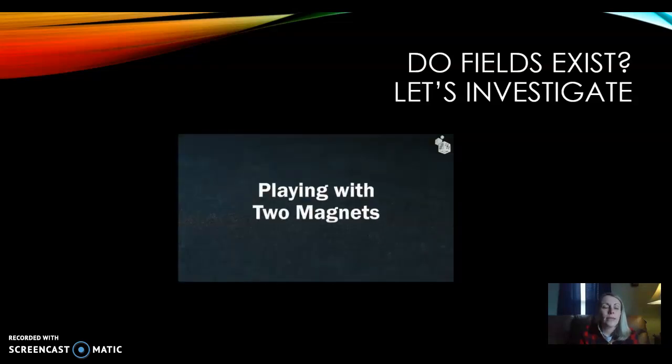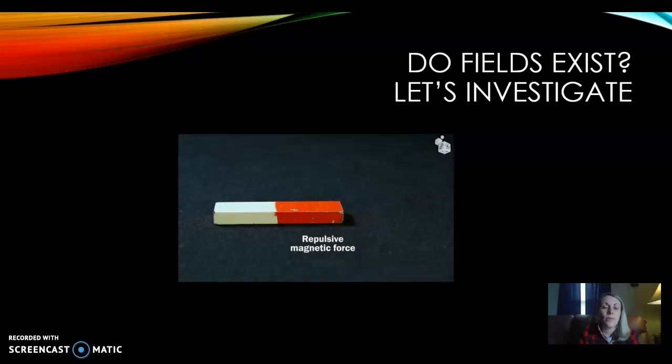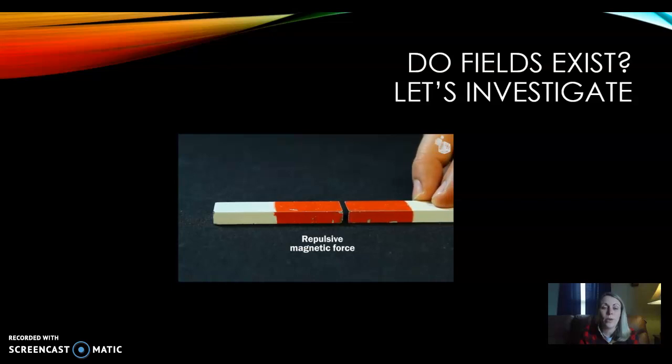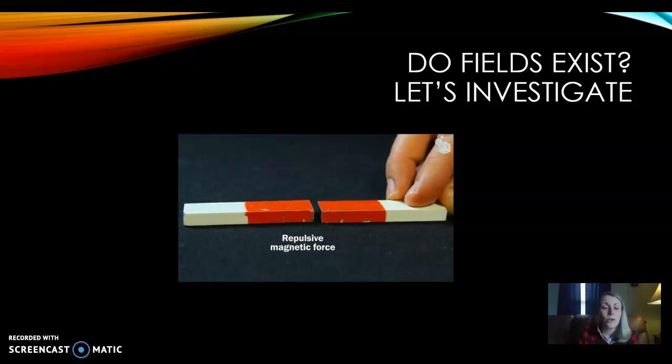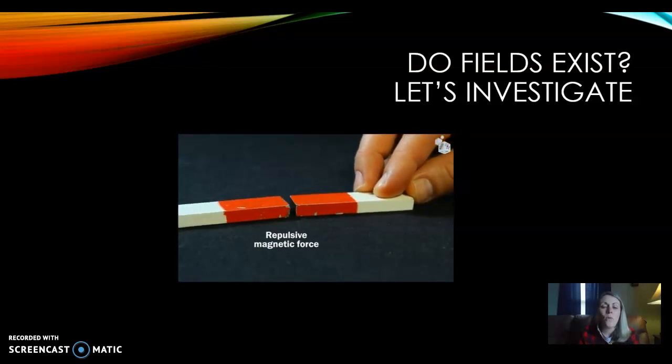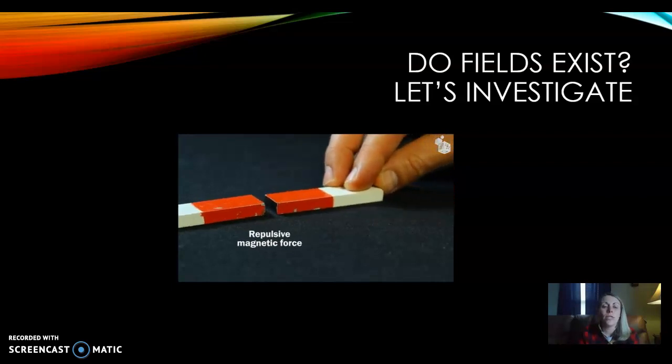So playing with two magnets, in this they're not labeled, but the red is facing the red, so we have two poles facing the same, and they're not physically touching, but yet one magnet is moving across the table.